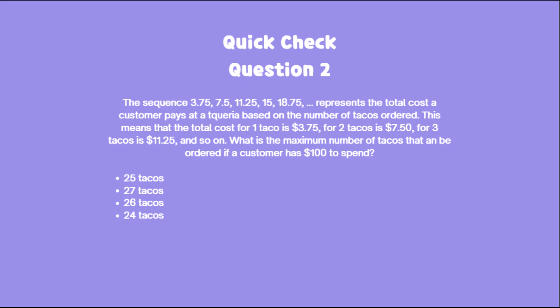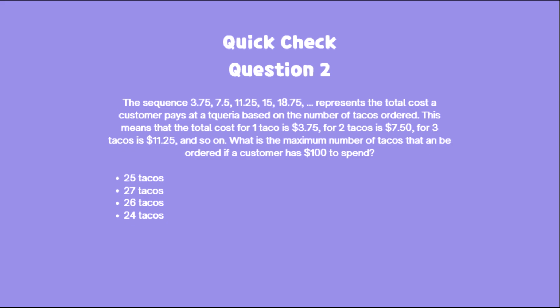Here's quick check question 2. The sequence 3.75, 7.5, 11.25, 15, 18.75 represents the total cost a customer pays at a taqueria based on the number of tacos ordered. This means that the total cost for one taco is $3.75. For 2 tacos, it's $7.50. For 3 tacos, it's $11.25, and so on. What is the maximum number of tacos that can be ordered if a customer has $100 to spend?